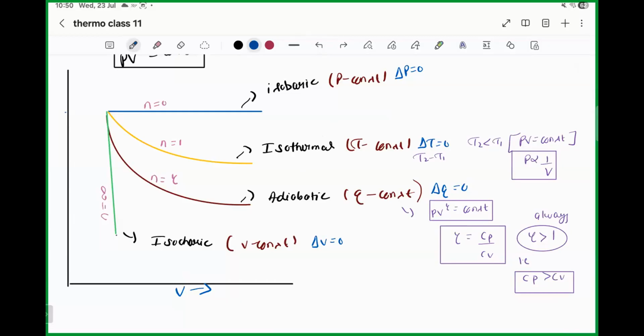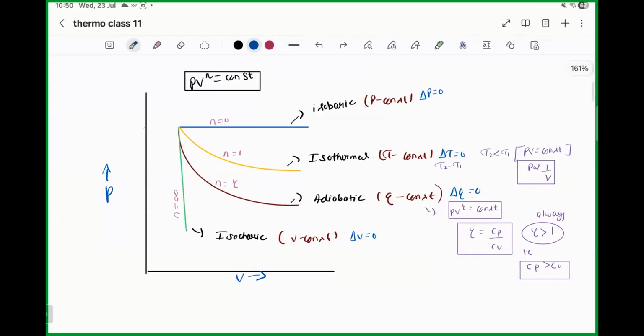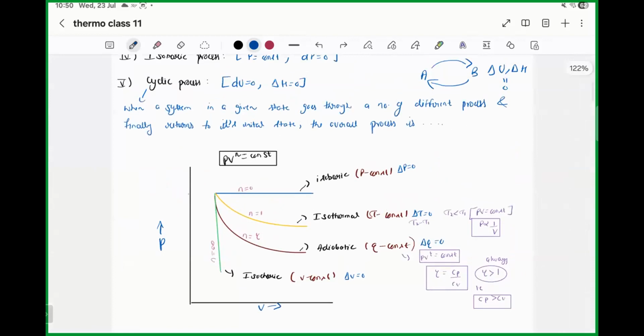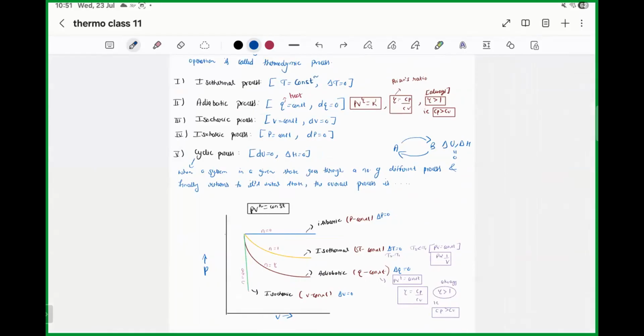Just 1 minute. Can you show the graph and the processes? Yeah, please. I just want to look at them together for 1 minute.